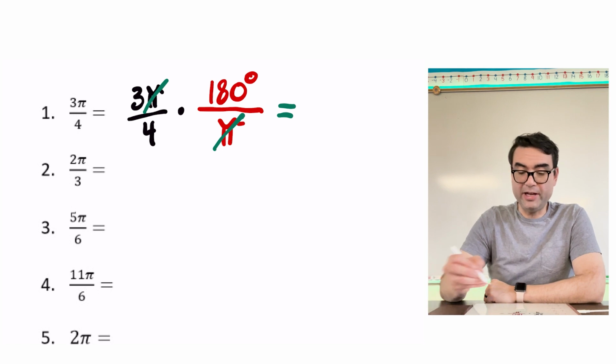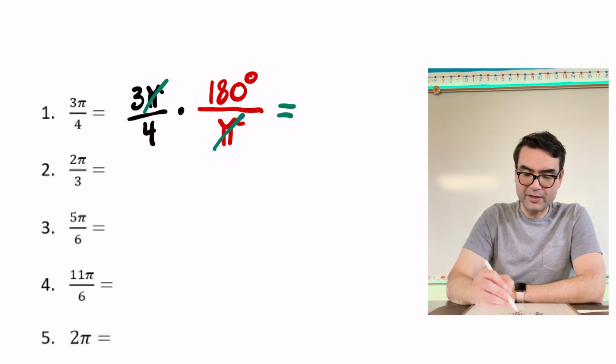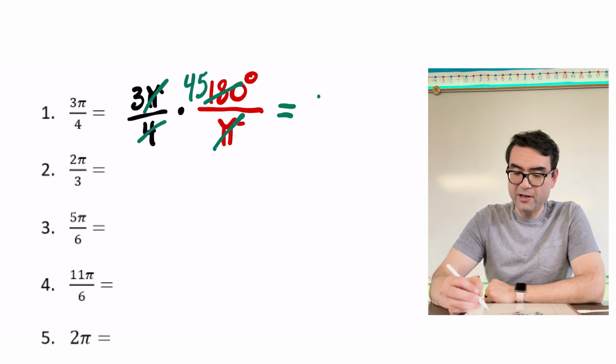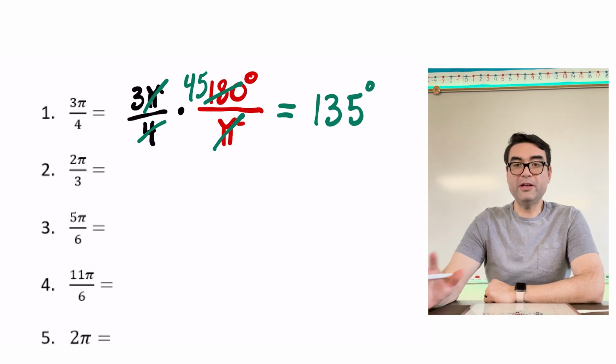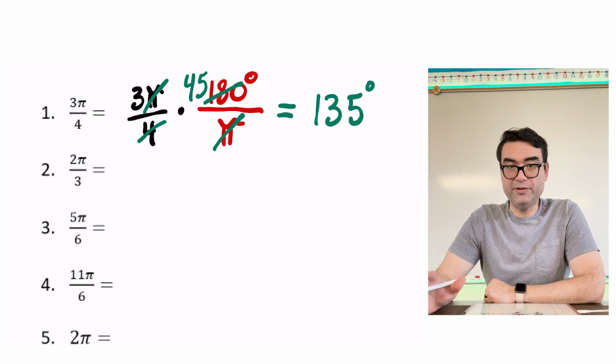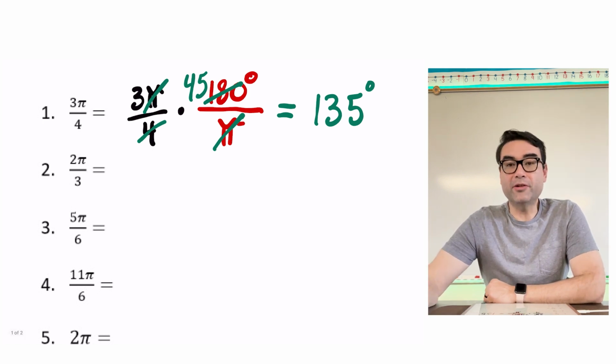4 does divide 180 45 times. So 180 divided by 4 is 45. So this is equivalent to 3 times 45, which is 135 degrees. So they are equivalent measures. 3 pi over 4 radians is 135 degrees.